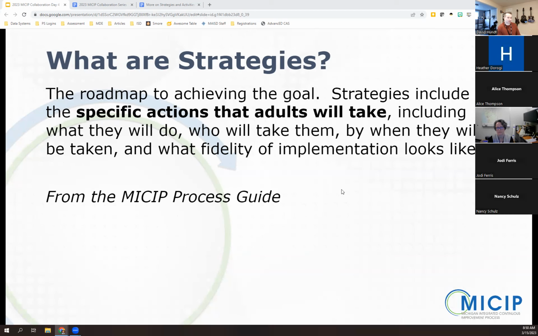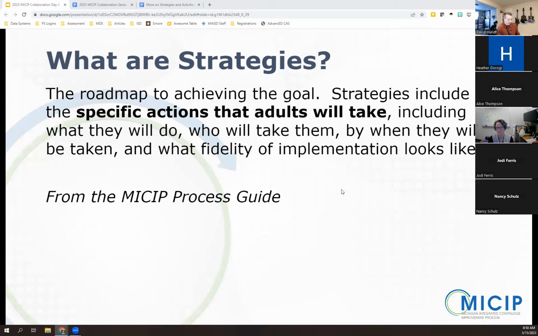So the strategy is really that roadmap to achieving the goal, and it includes the specific actions that the adults will take, including what they'll do, who will do it, what that action will be, and what the fidelity will look like. So the strategies are the main thing here. It's those specific things that the adults are going to do. And strategies can be very specific, and they can also be written more broadly.